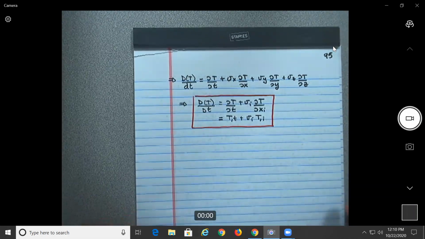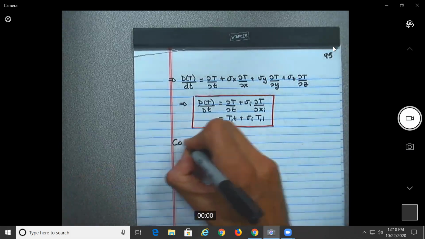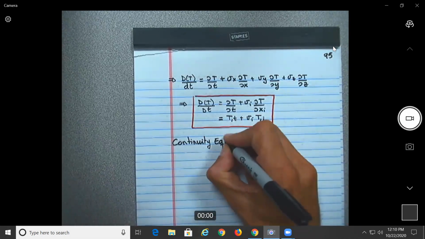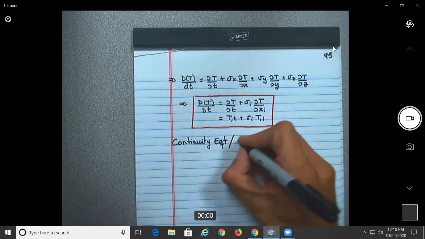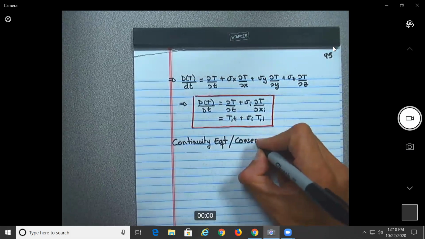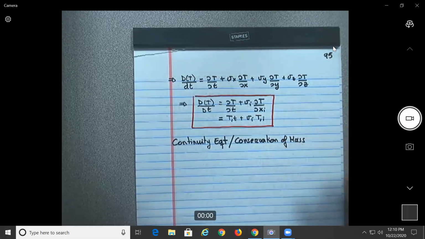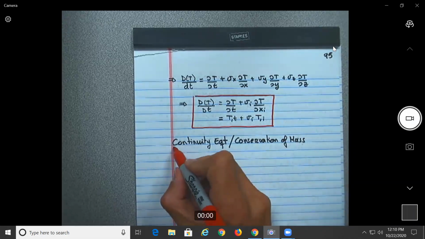Okay, so why is this equation important? It's important for many things, but if you go to fluids, what is one equation that arises all the time in fluids? The conservation of mass, the continuity equation, no? Okay, so what time is it? We have 20 minutes, no? So let's get started. The next thing we're going to derive is the continuity equation, but what I like to call, because I think it's more significant, the conservation of mass equation.